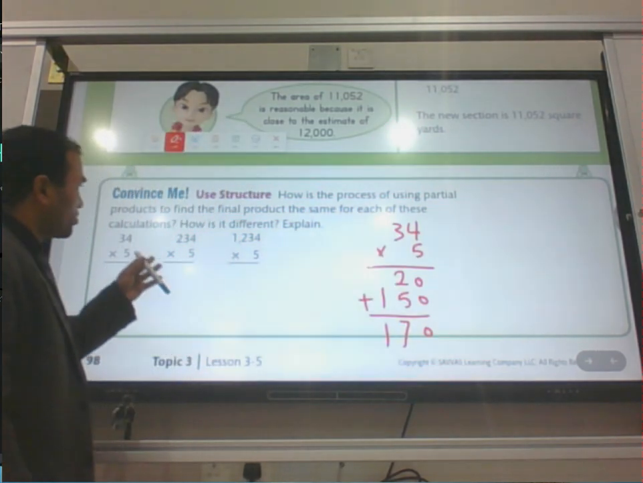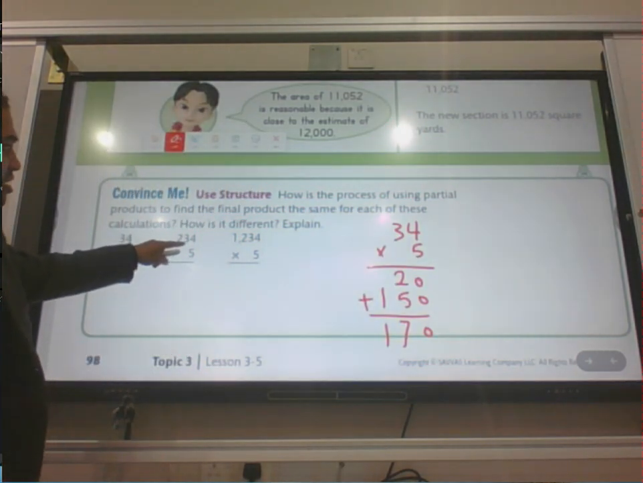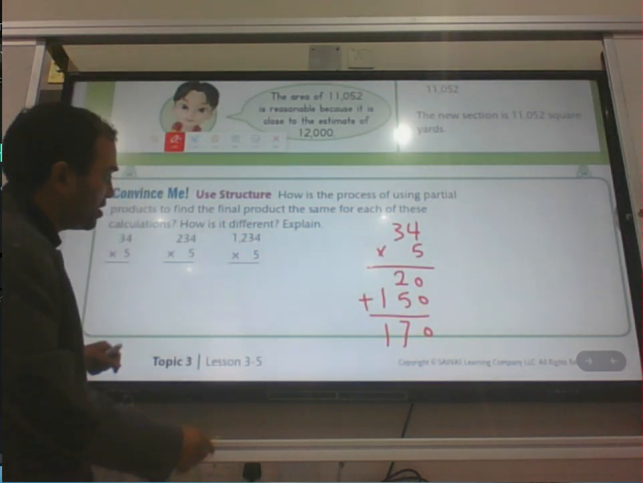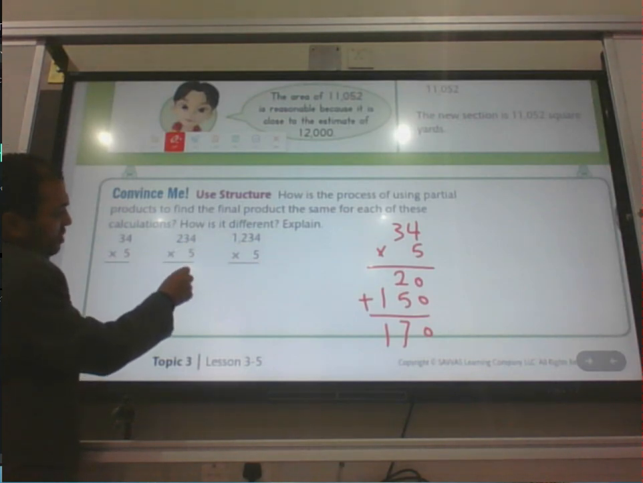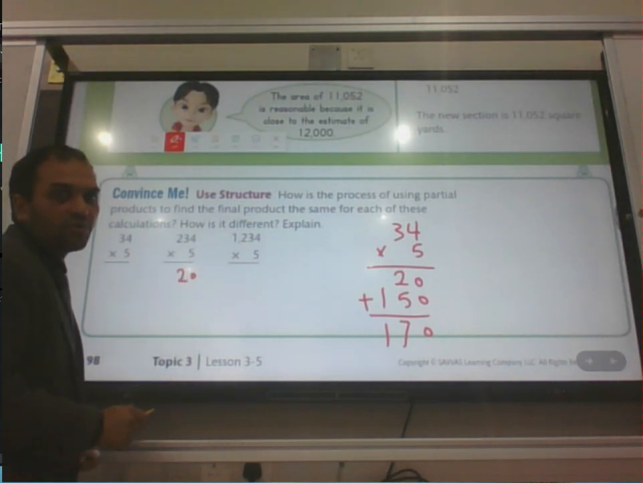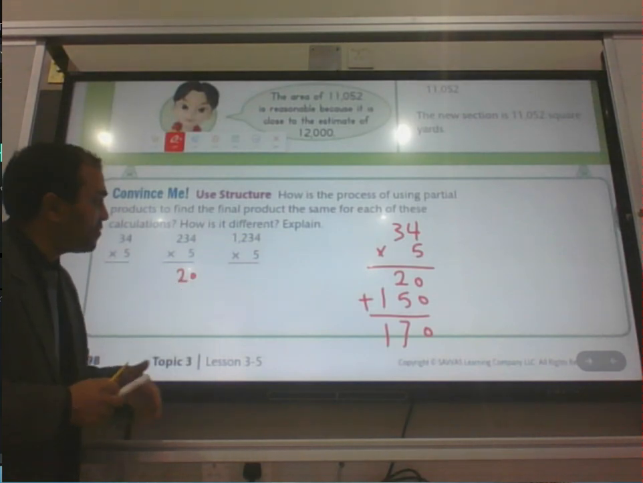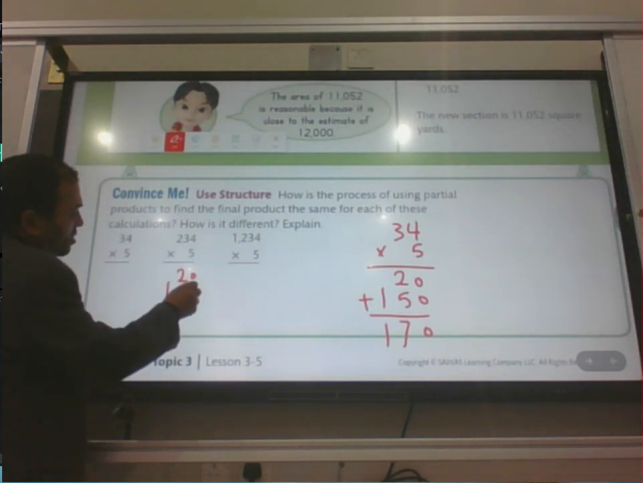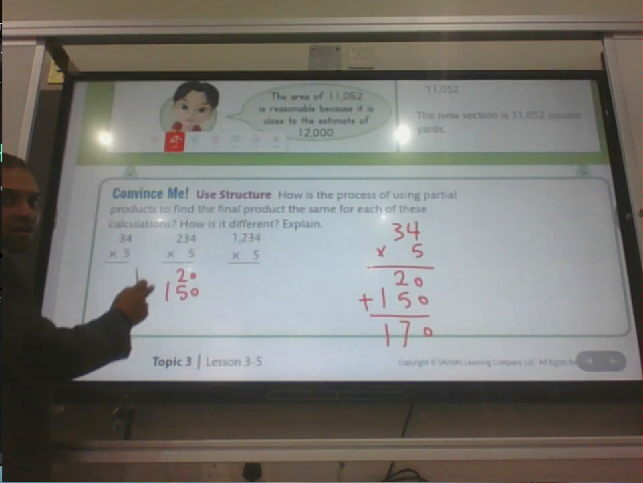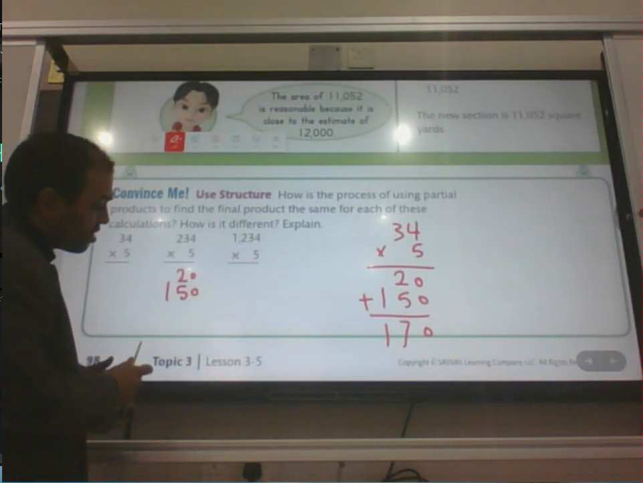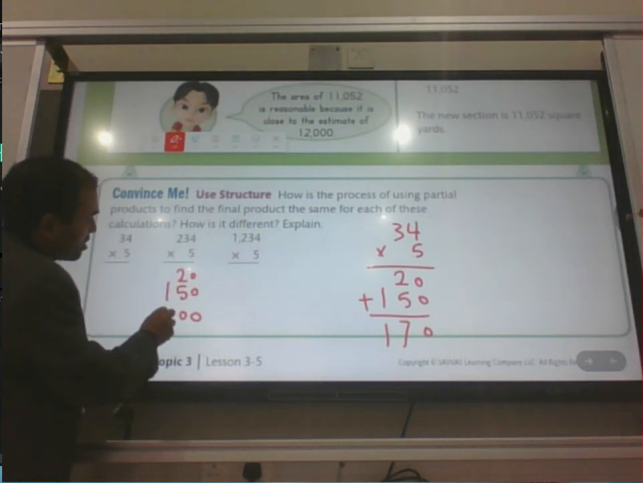Okay. Next question, 234 times 5. Start with me. 4 times 5 is 20. And 30 times 5 will be 150, because the 3 here lies in the tens place. Then 30 times 5 will be 150. And also 2 here lies in the hundreds place. 200 times 5, that is 0 here, and 2 times 5 is 10.